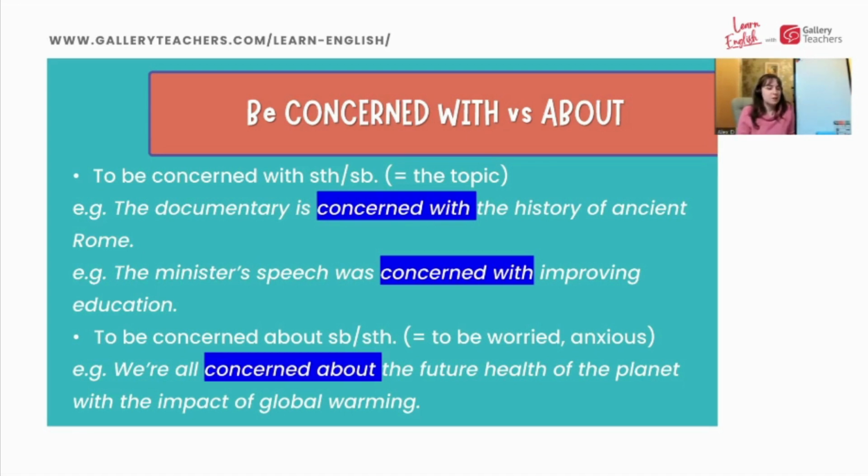Notice the difference. To be concerned about somebody or something, that's more to be worried or anxious. For example, we're all concerned about the future health of the planet with the impacts of global warming. To be concerned about the planet, that's more to be worried, preoccupied. Be concerned with, topic, be concerned about, that emotional state of worry or anxiety.